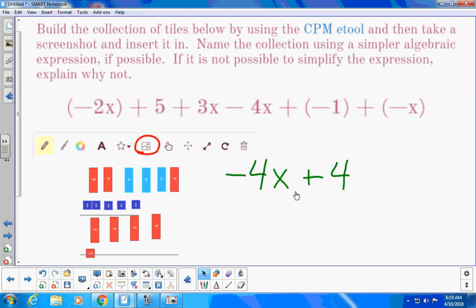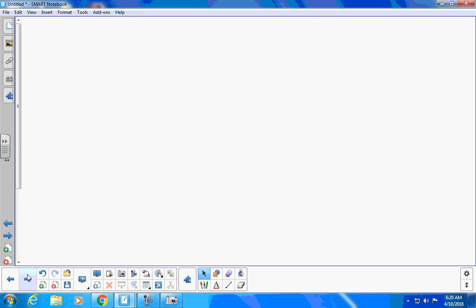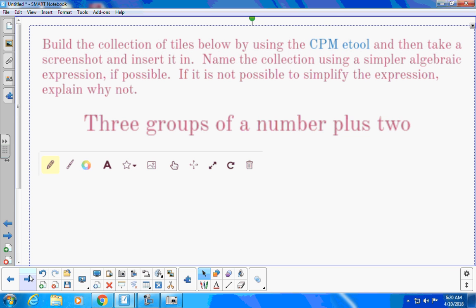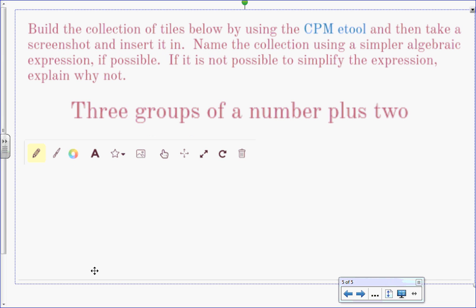Now, if this was simplified and there was nothing we could have taken away, you wouldn't have written an expression at all. You would have written not possible to simplify because, okay, and written why you could not simplify it. All right, let's do one more example. So this is also straight from your homework assignment.